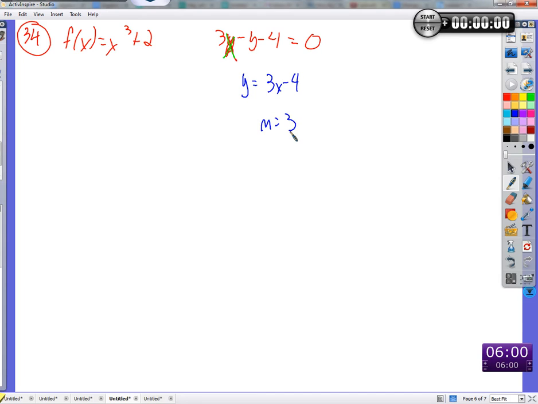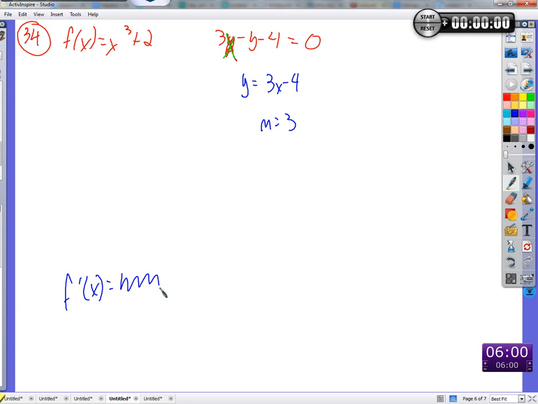Okay, so we need the slope of the tangent line to be 3. How do we find the slope of that graph? What tells us the slope? The derivative. You find the derivative of this function, and you find a function that tells you the slope. Let's say I find f prime, and it equals whatever.